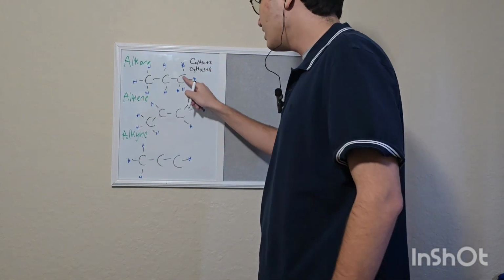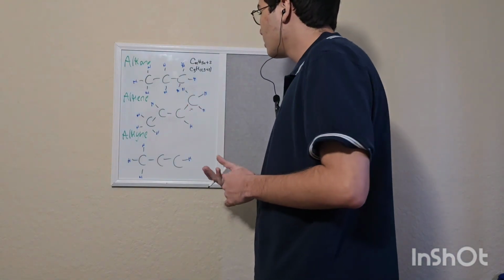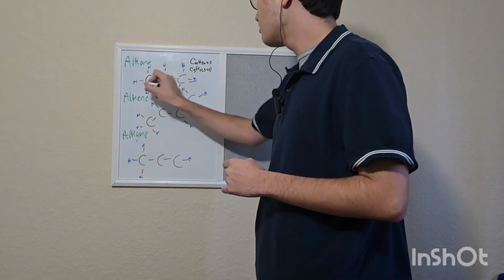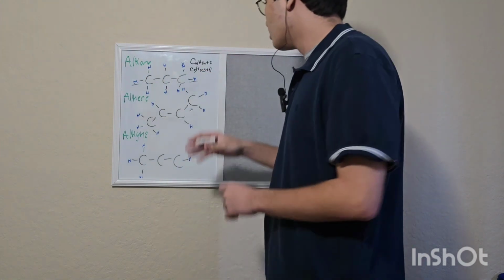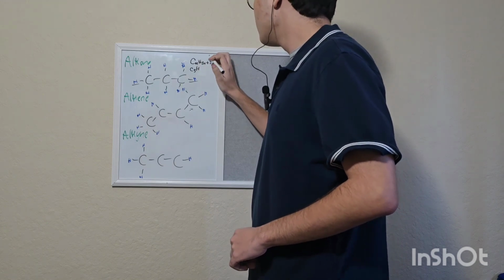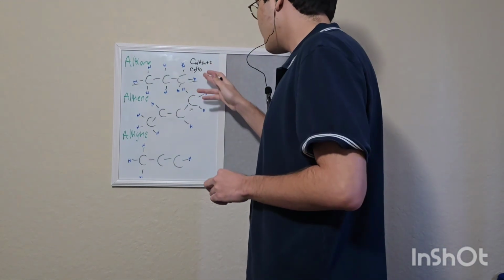However, as you can see, the end carbons have 3 hydrogens. So we account for that by adding this plus 2, adding this one and this one. So, for example, 2 times 3 is 6, plus 2 equals 8. Simple. But that's the simplified version.